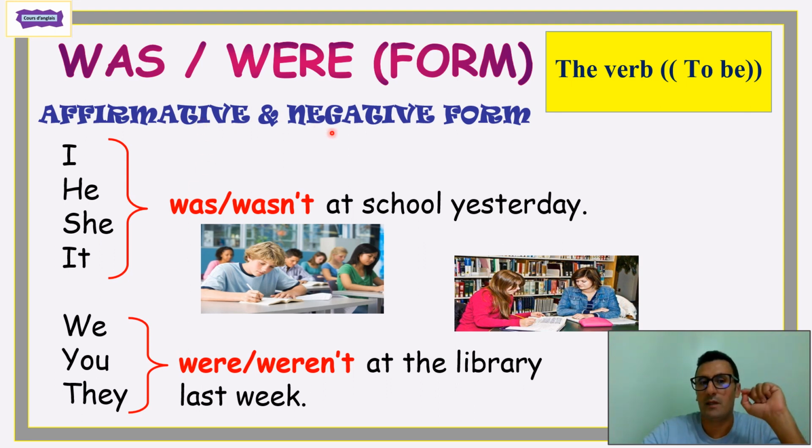S'il s'agit de la négation, de negative form, là on va dire wasn't. I wasn't. He wasn't. She wasn't. It wasn't. We, you, they. We weren't. You weren't. They weren't. Et bien sûr, on a quelques exemples ici. I was at school yesterday. We were at the library last week.